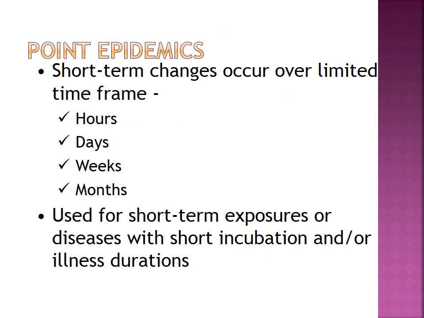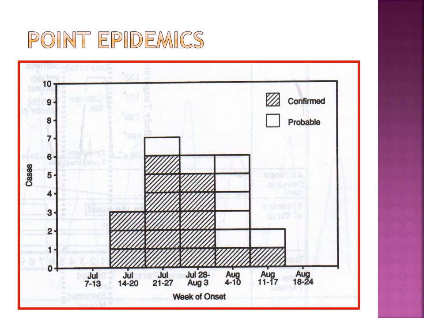Now come to the point epidemics. This is a very short-term change, like the example of AGE or food poisoning. So acute gastroenteritis or food poisoning, the short-term changes occur over a limited time frame. It might be within hours, days, weeks, or even months, but it's a very short-term exposure or disease with a short incubation period and illness duration. So this is the example of this point epidemic.